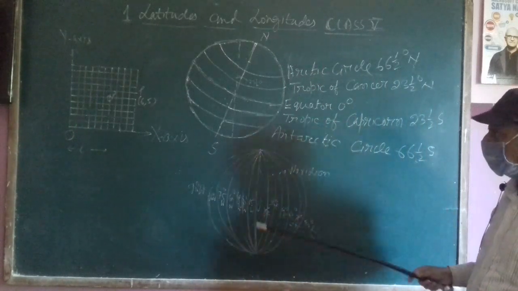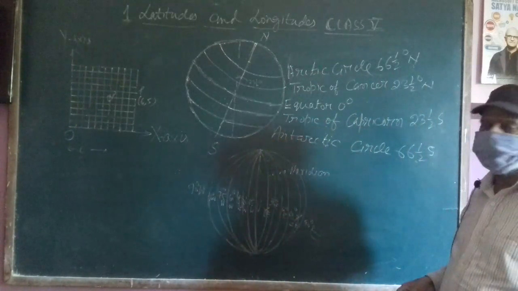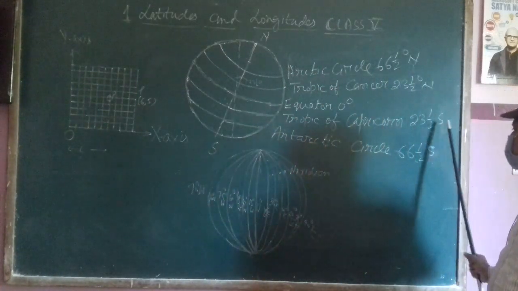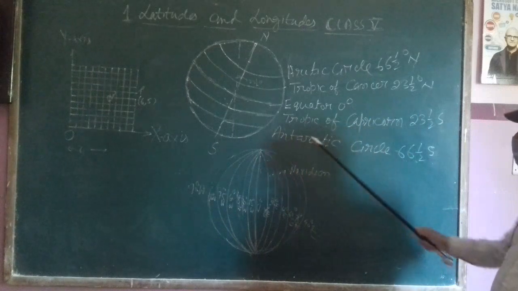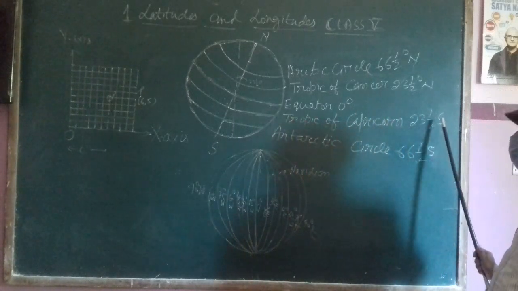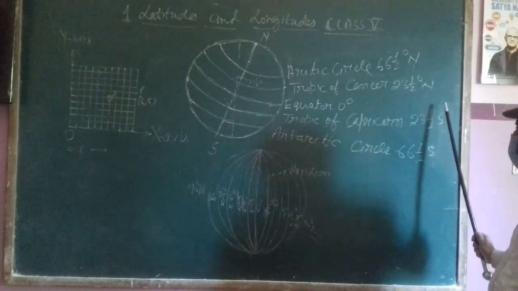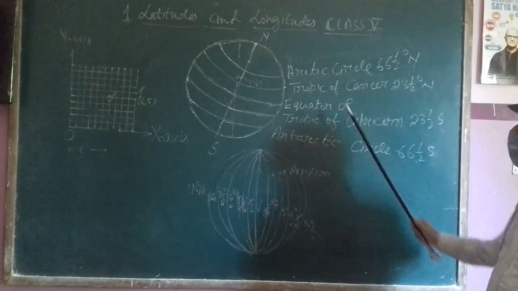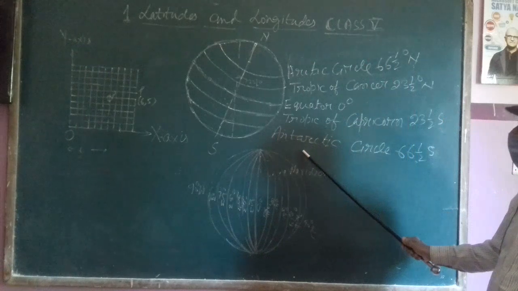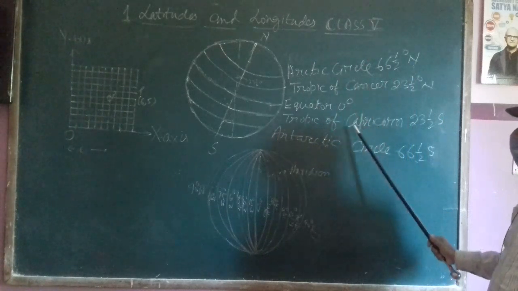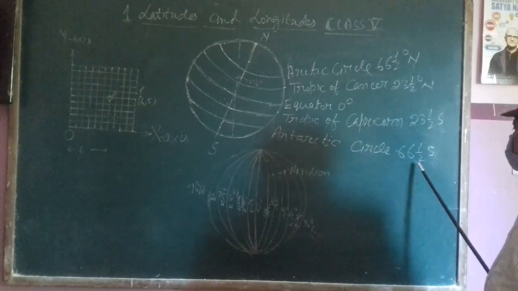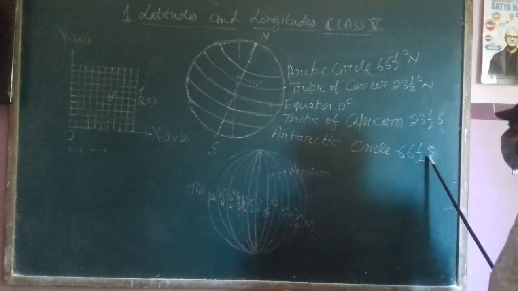And the latitude which lies in the southern hemisphere is written with a capital S. You see, the Tropic of Capricorn lies in the southern hemisphere. This is also 23.5 degree south. And the Antarctic Circle, just opposite to Arctic, this is Antarctic. Opposite of Cancer, this is Capricorn. Arctic, Antarctic. So this is also 66.5 degree south.